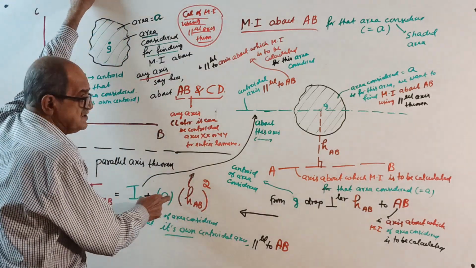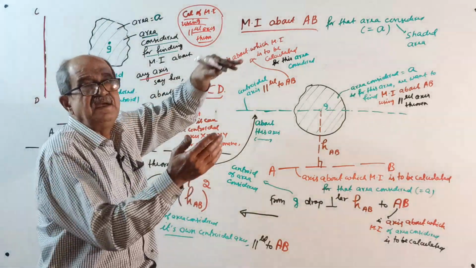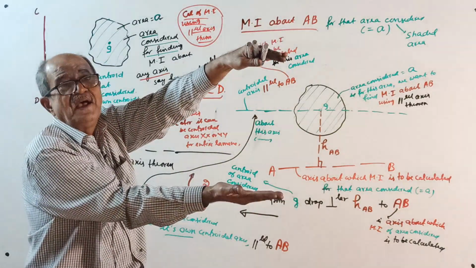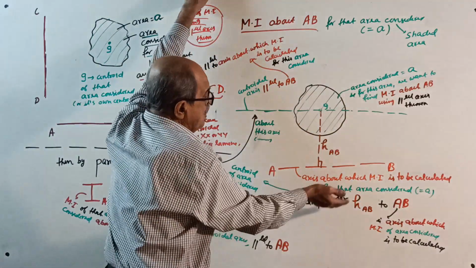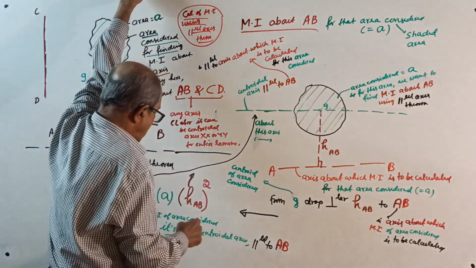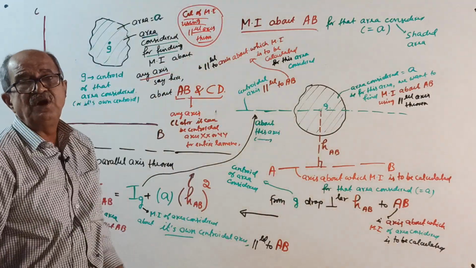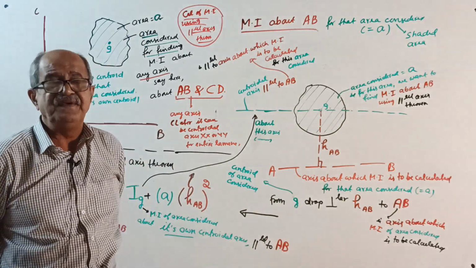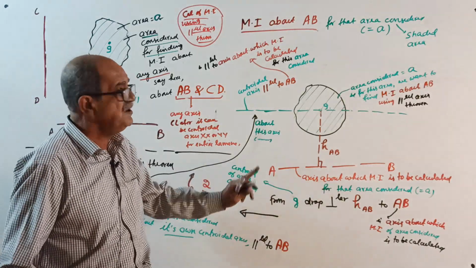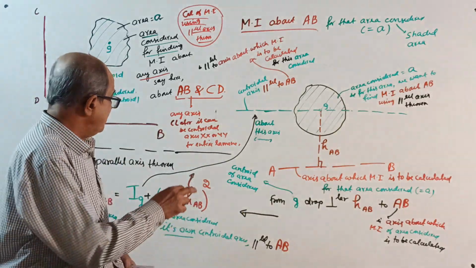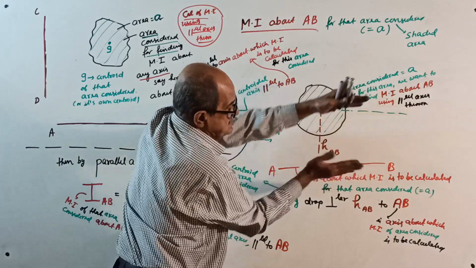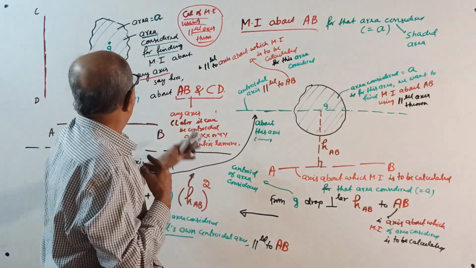Or some people call it I_G plus A h squared. They will tell h is the perpendicular distance between the two axes. Why two axes? There are only two axes here. One is the required axis, the other is the centroidal axis. Either you can call it the perpendicular distance from the centroid of the area considered to the required axis, or the perpendicular distance between the two axes, this distance squared. This will give I about AB.